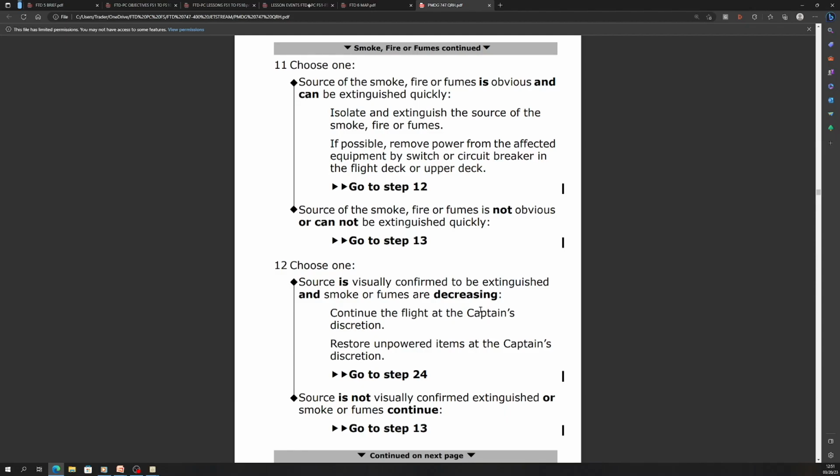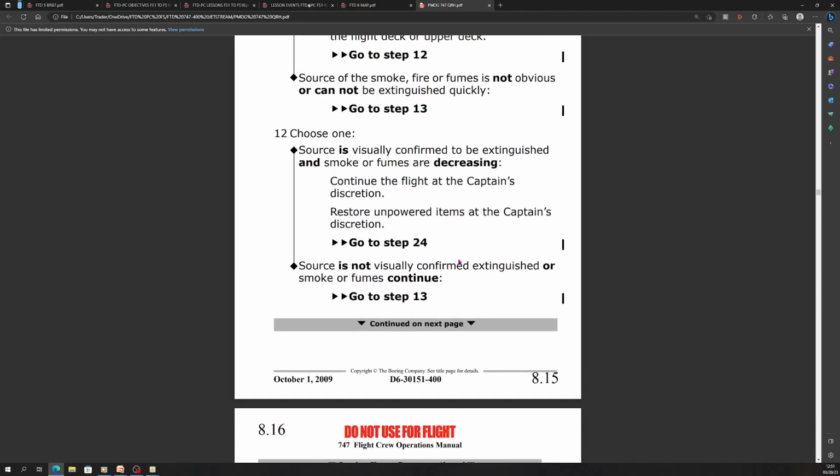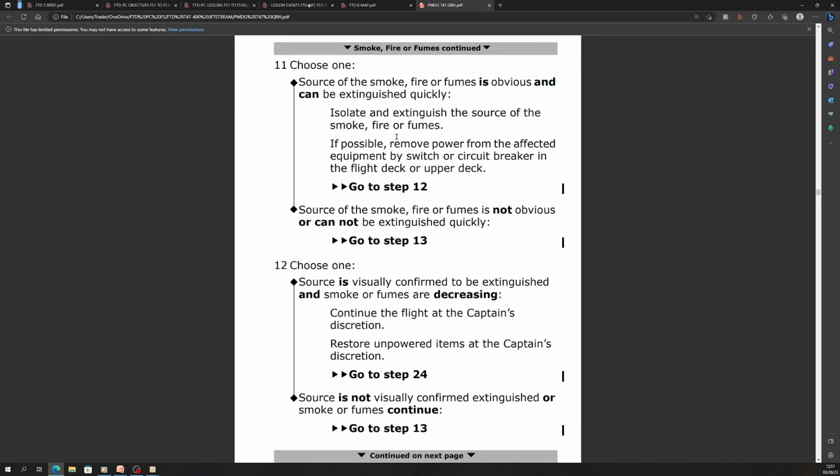So in this case, we don't know where it's coming from. He just said there's fumes in the back and in the crew rest area, but he's not sure where it's coming from, and he doesn't see any smoke. Okay, so that would be the source of the smoke, fire, fumes is not obvious or cannot be extinguished quickly. Go to step 13. Now notice step 12 is if it was obvious.